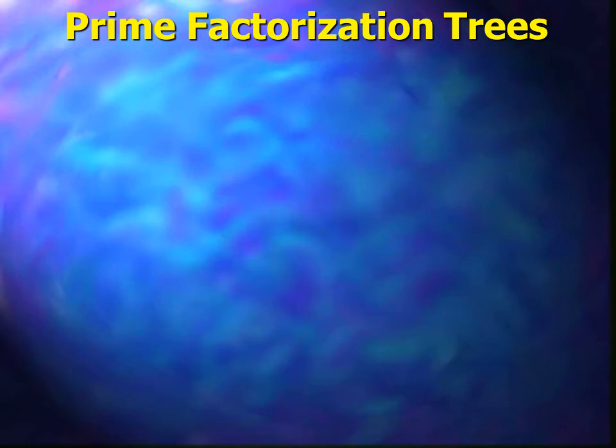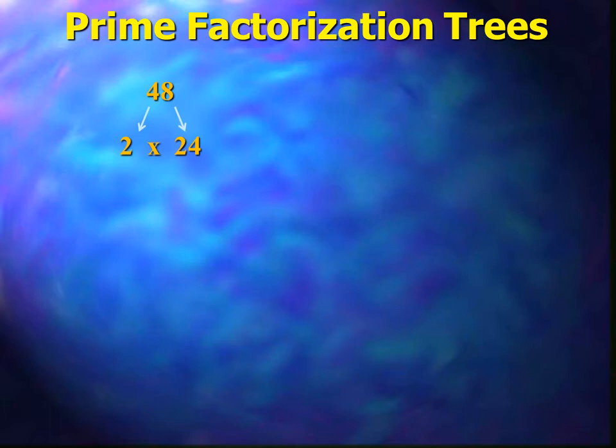Let's look at an example of a prime factorization tree. Let's start with the number 48. 48 is an even number, and we know that even numbers can be divided by 2. That is the perfect place to start. So 48 is a product of 2 multiplied by 24.